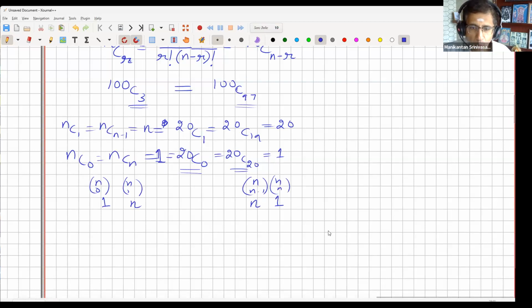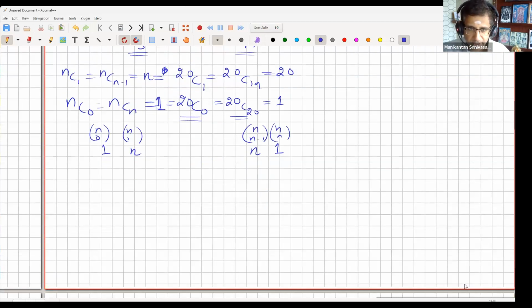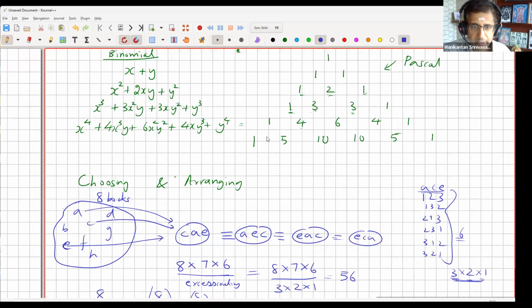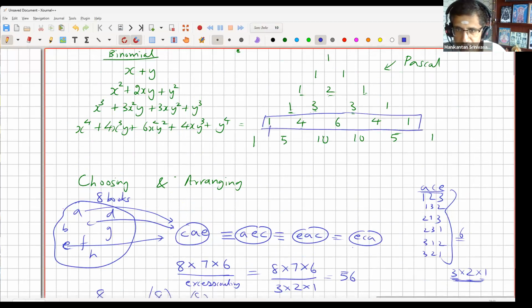Okay, but what is the connection between x plus y whole power 4 and this choosing business and n factorial business? So let's understand the connection. For now, take it for granted that these coefficients, let's take this example, the block of 1. So this number is 4 choose 0. This number, in fact, I'll delete the 5 lines so that it's not confusing.